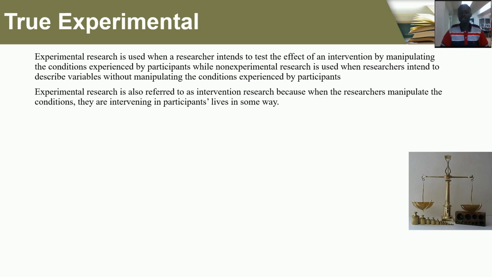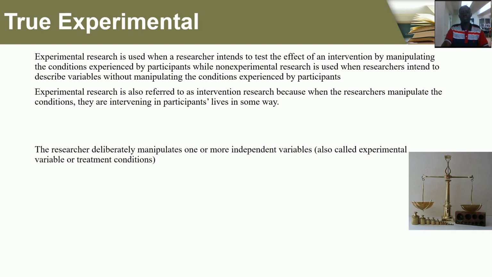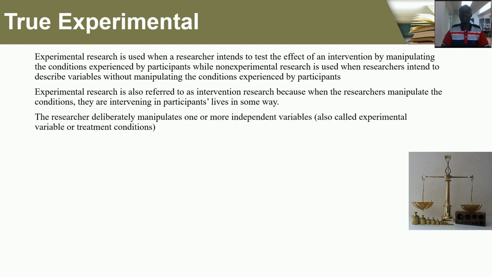Experimental research design is also referred to as intervention research because when the researchers manipulate the condition, they are intervening in participants' lives in some way. They are not just manipulating for the sake of manipulating. The researcher deliberately manipulates one or more independent variables. It is also called the experimental variable or treatment condition. As I said, there might be two or more groups, but in this design we are interested in manipulating one particular group for us to know the effect it will have on the other groups.